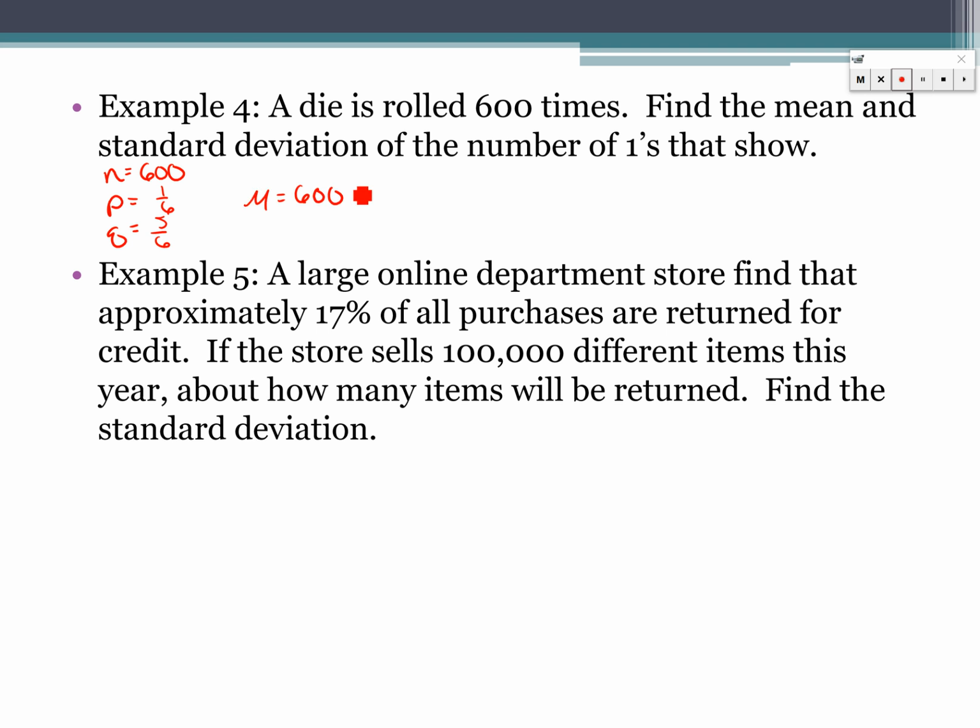N times P for mu, for the mean. Variance is N times P times Q. Standard deviation is just the square root of that.